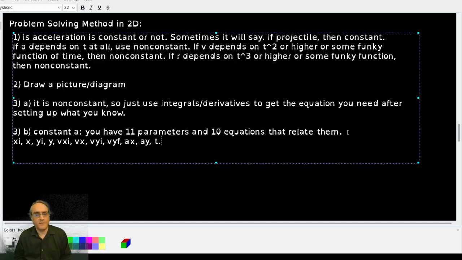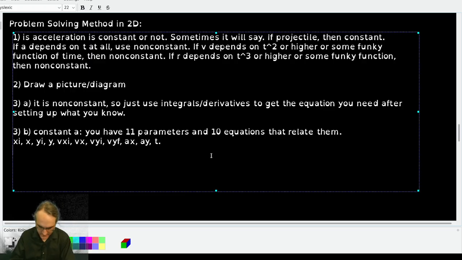Usually what you'll end up having to do with these types of problems is use either the x or y equations to figure out what time something happens at, and then use that in the other set. So let's say you use the x equation and you solve that for t, then you'll use that t in a y equation to get your result. So it's always going to be some pairing of equations, almost always, particularly with projectile motion.